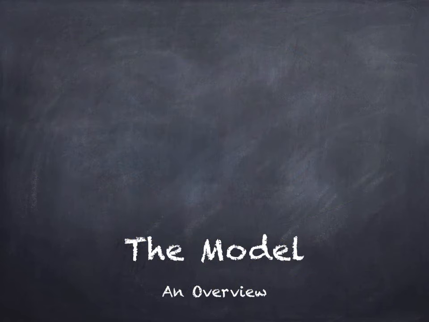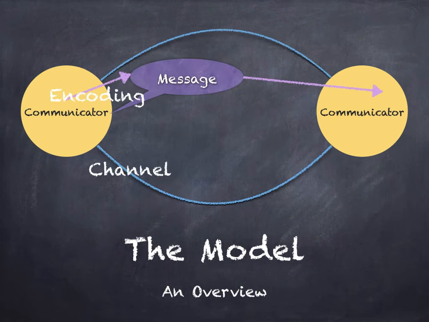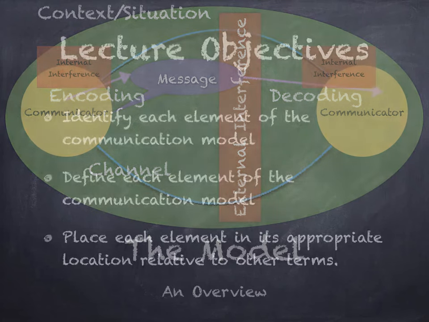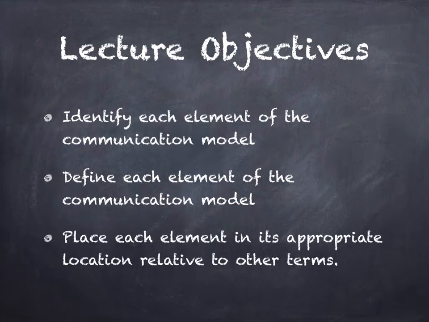So now we come back to the model. We've got it all completely put together. This complex image that we started with at the beginning of the lecture now becomes much clearer. It's actually a pretty simple process. There's a lot going on, but it is pretty simple when we break it down and take it step by step. Now that you've seen the lecture, you should be able to identify the elements of the model, define each element, and then place those elements in their appropriate location relative to other terms.